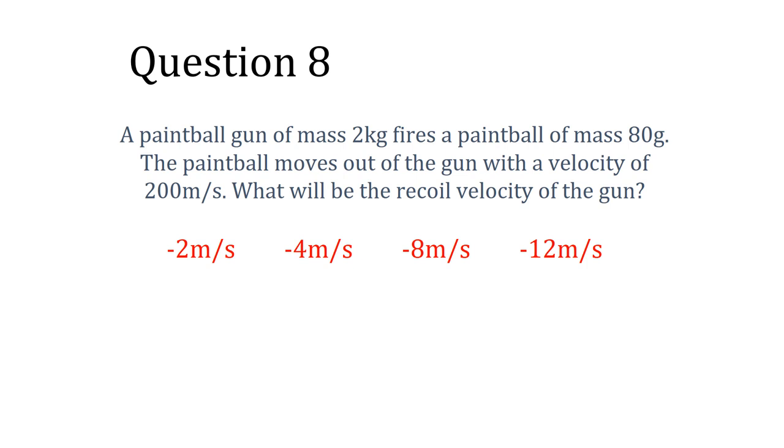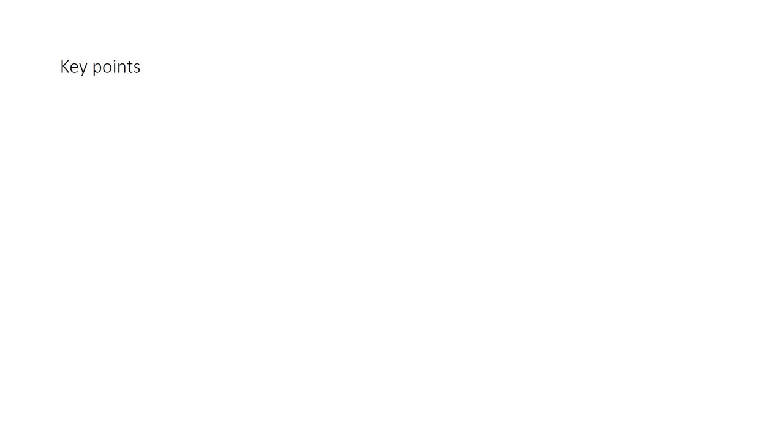Number eight, a paintball gun of a mass of 2 kilograms fires a paintball of a mass of 80 grams. The paintball moves out of the gun with a velocity of 200 meters per second. What will the recoil velocity of the gun be? 8 meters per second. So key points from today's lesson. There has been a lot, okay, and I will add some questions on SAM learning, but these are today's key points.